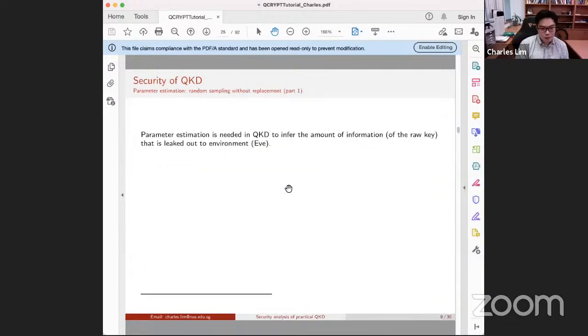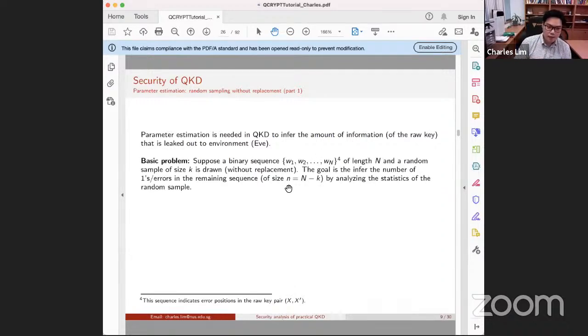So let's move on to parameter estimation. Here, the whole goal is to say that, when you have a raw key that you generate from your measurement data after sifting, you would like to infer the error rate in the final key that you use for distillation by taking some random sample from this pool. And this can be broken down into a very simple problem, which is based on random sampling without replacement. So here, you can consider a binary sequence of N bits, right?